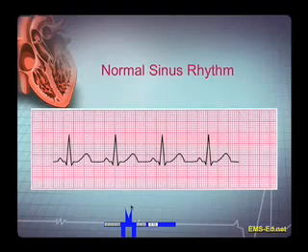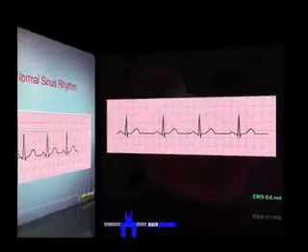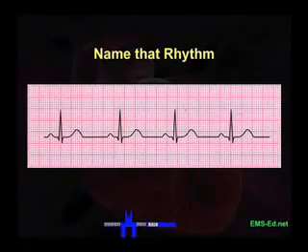I will give you about 30 seconds to name that rhythm before I give you my analysis. We'll play music to liven it up and also to distract you, so let's begin. Name that rhythm.